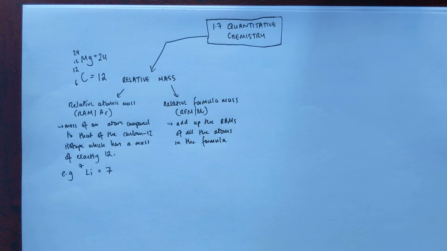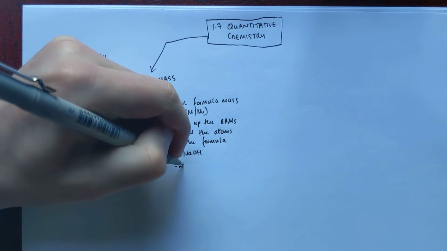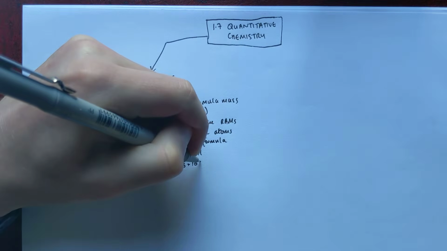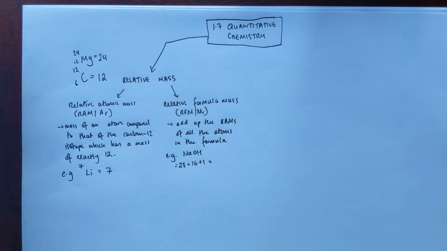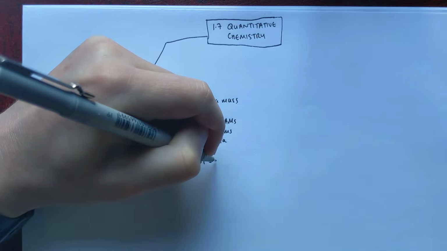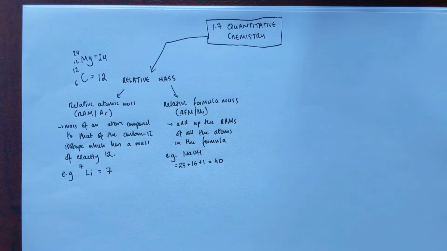So for example, if I was looking at the formula sodium hydroxide, which is NaOH, the question might say, calculate the relative formula mass of sodium hydroxide. So I look at all the different atoms in the formula. There's one sodium, one oxygen and one hydrogen. I have to look up their relative atomic masses, which is just the mass number in the periodic table, and add them together. So for sodium, its mass number is 23, oxygen is 16, and hydrogen is 1. In my calculator I would add that all up, and I would get a number of 40. So for formulas, you just add up the individual atoms to get the relative formula mass.